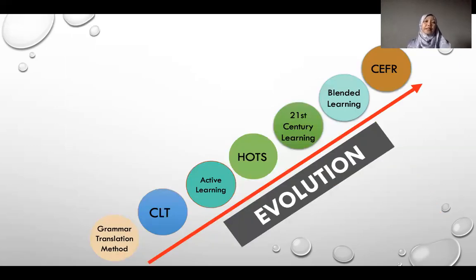Right, we have seen the evolution of language teaching approaches and methods in Malaysia, from grammar translation method to CLT, communicative language teaching. CLT was used quite some time in Malaysia and is still being used in Malaysia. Active learning. Now we have active learning, and then we went to HOTS, and then now we are into 21st century learning, and blended learning is a must in the Malaysian education system, especially in the university, and CEFR is a must in the school syllabus.